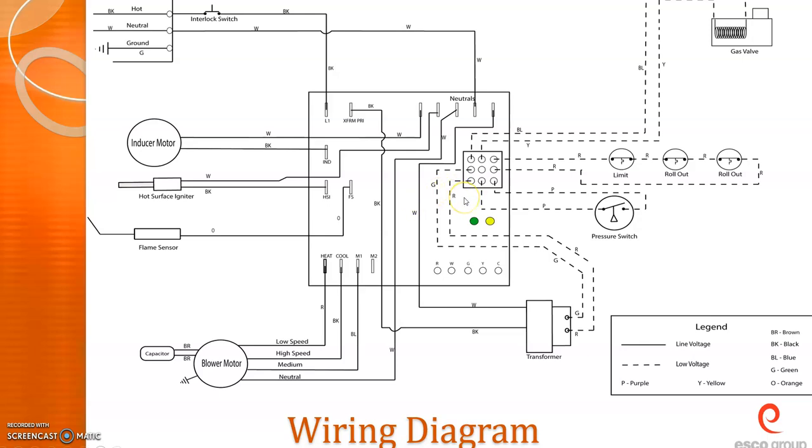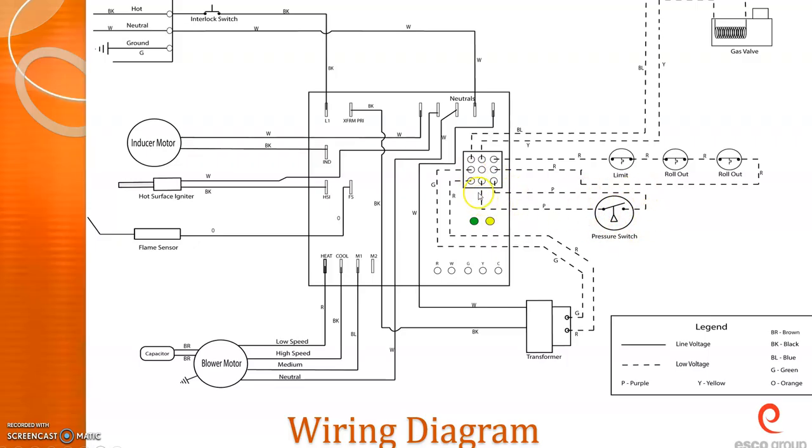So let's see. And so we've got our diagram here. You see all of our parts. We've got our inducer motor. We've got our hot surface igniter. We've got our flame sensor. All of these, again, coming off of the board. We've got our pressure switch. That pressure switch is coming out and then going right back.